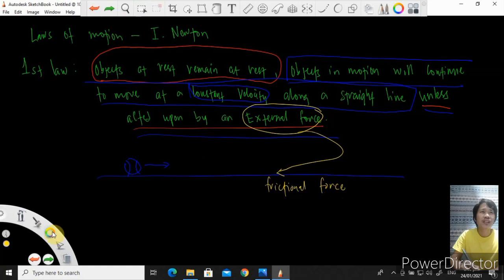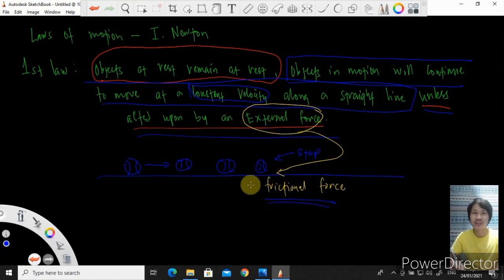It will move at a decelerating velocity, ano? Bumabagal, changing velocity. So, yan na siya. Pero at this point, it will eventually stop. And why is that? It's because of the presence of frictional force. So, again, meron pa ding external force dito sa example ko na ito. Okay? So, yung external force na yon is the frictional force. And this frictional force will make the object stop.